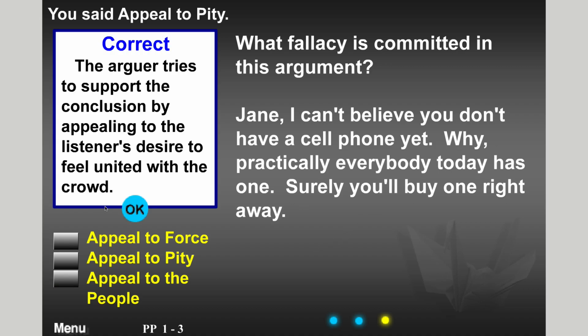So the arguer tries to support the conclusion by appealing to the listener's desire to feel united with the crowd. And this often works, right? We all want to be seen as normal. We all want to be seen as part of the crowd, the cool set or what have you. But that doesn't mean that we should go along to get along. And again, that's really important in moral philosophy. Just because everybody else is doing it or everybody believes something does not mean it's true.